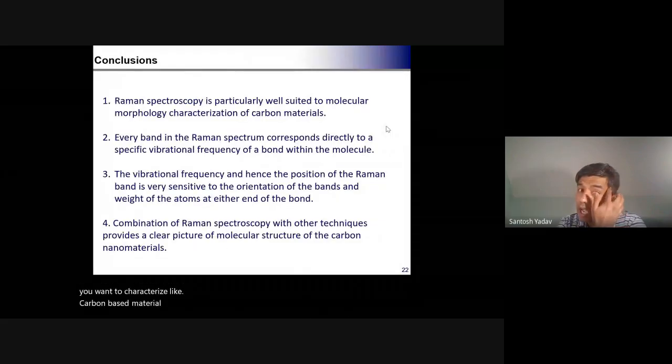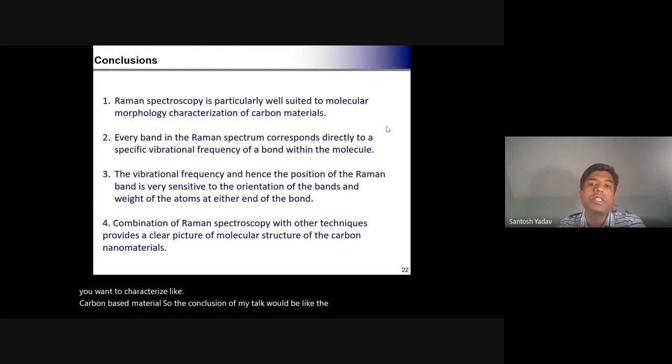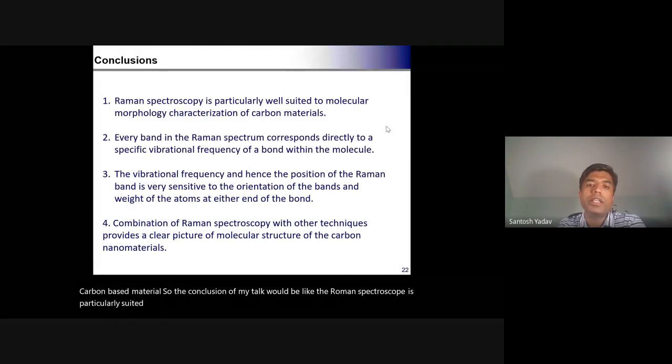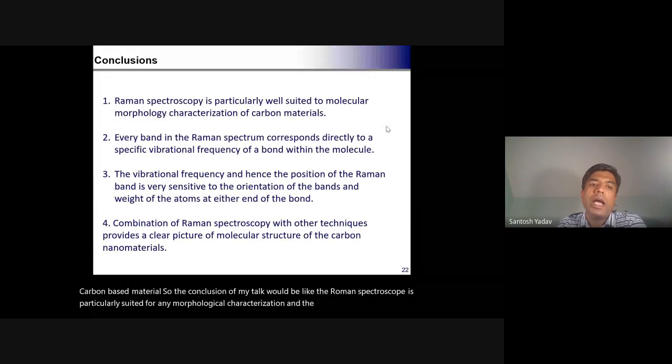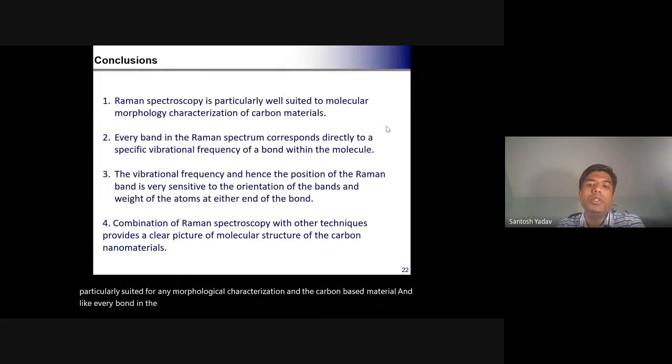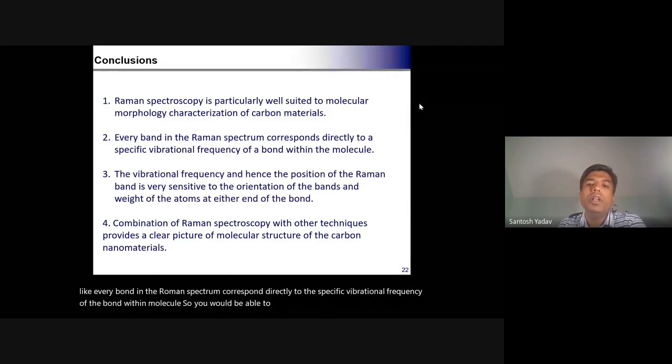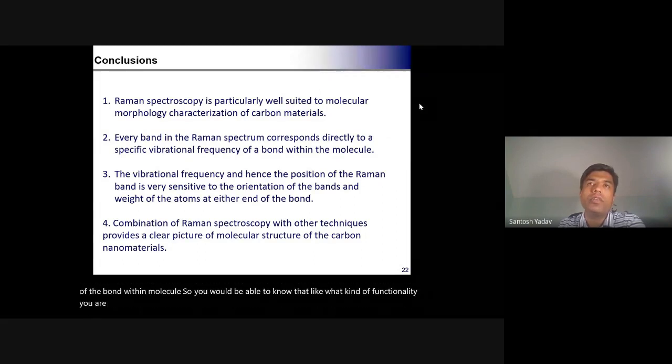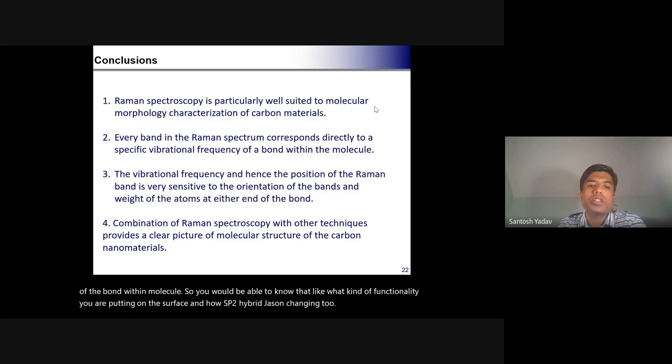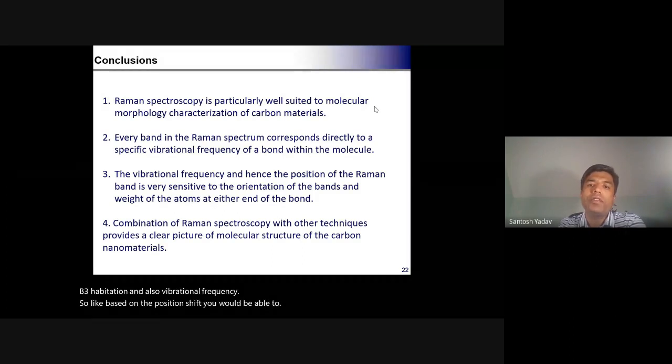So the conclusion of my talk would be that Raman spectroscopy is particularly well suited for morphological characterization of carbon-based material. Every band in the Raman spectrum corresponds directly to a specific vibrational frequency of a bond within the molecule. So you would be able to know what kind of functionality you are putting on the surface, and how sp2 hybridization is changing to sp3 hybridization. Based on the position shift, you would also be able to get information regarding the layer structure of the graphene materials.